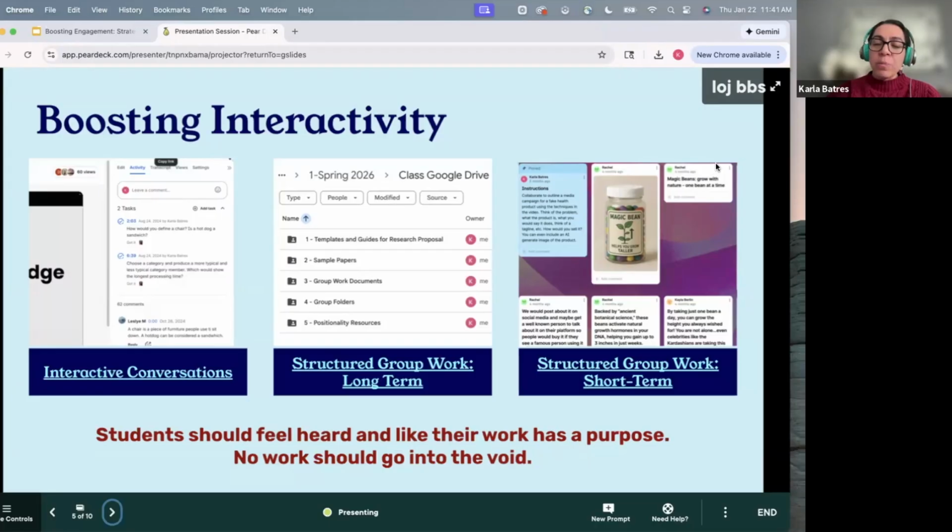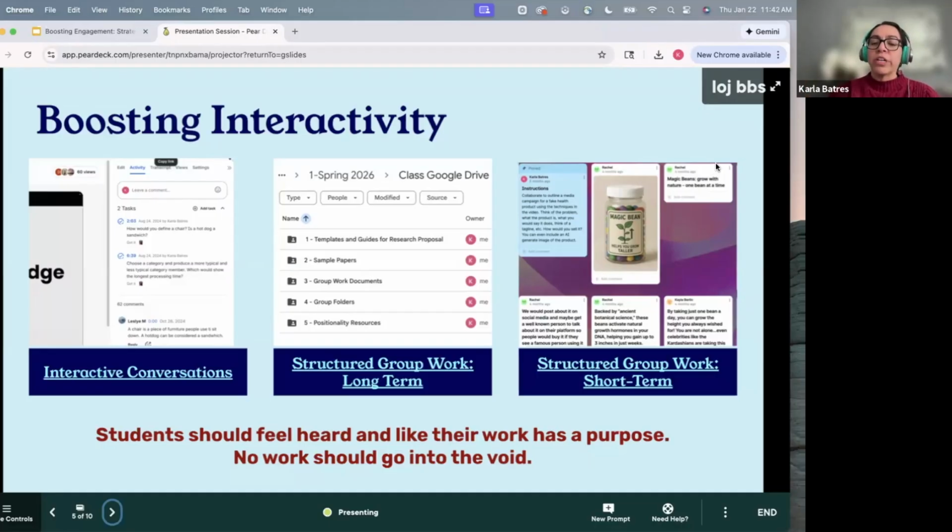And I think that one of the biggest things that I see is that if students don't feel like the work has a purpose, right? Like what they're doing is important, they are actually less likely to do it, and they're less likely to take it seriously. And so the key here, I think, to boosting interactivity is making sure that students feel heard, that they understand that everything that they do is important, right? Like you're not just giving them work to keep them busy or to create a grade. You're trying to actually create a learning opportunity for them.